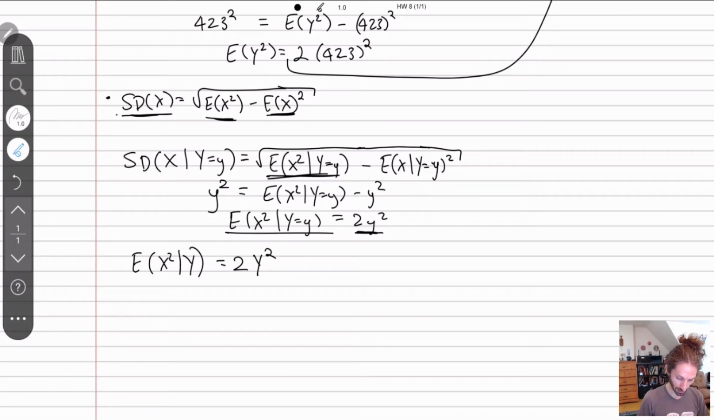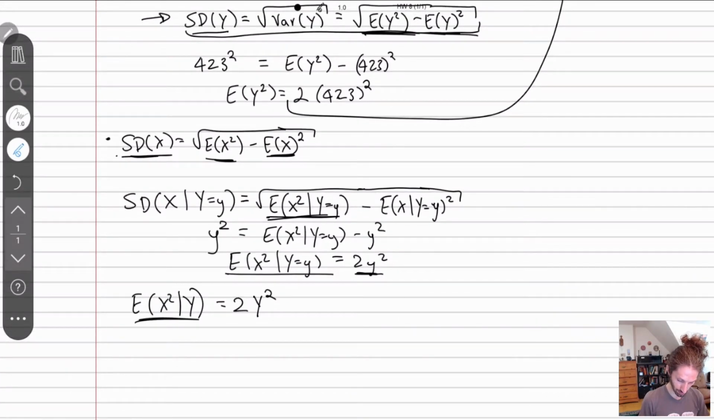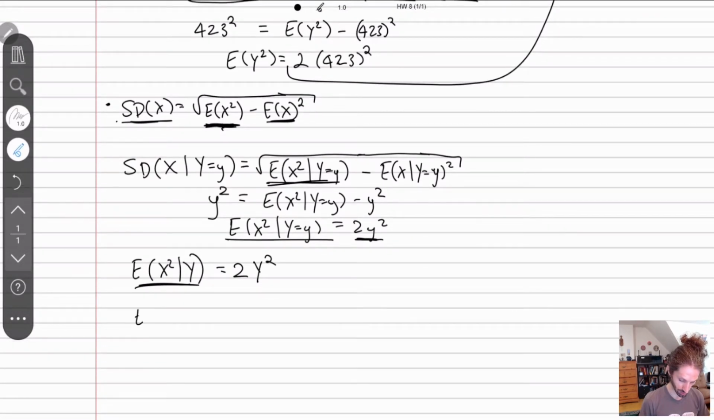And here we can actually then use this to help solve for this here, right? Because now we can just use the law of total expectation again.